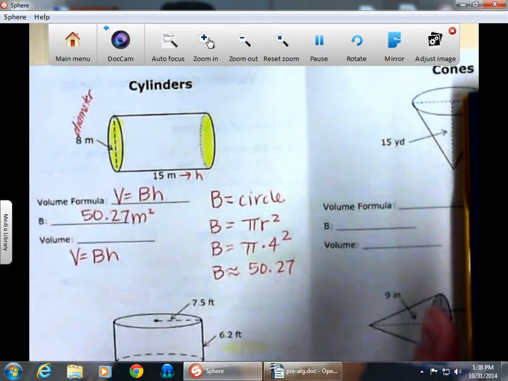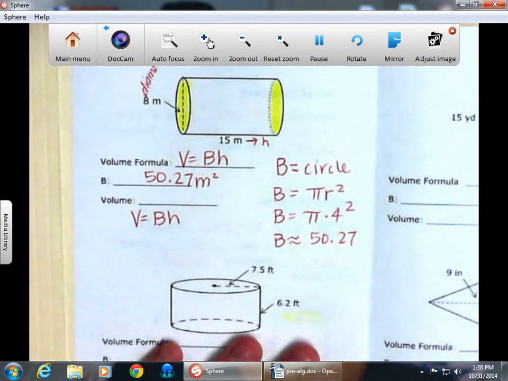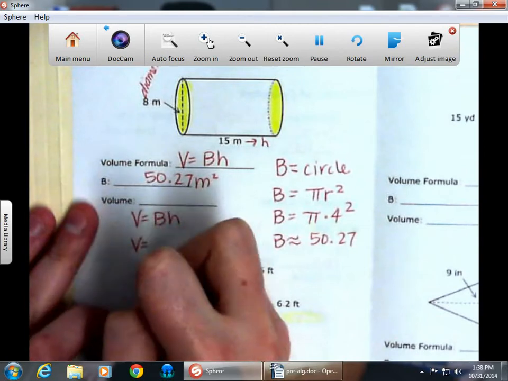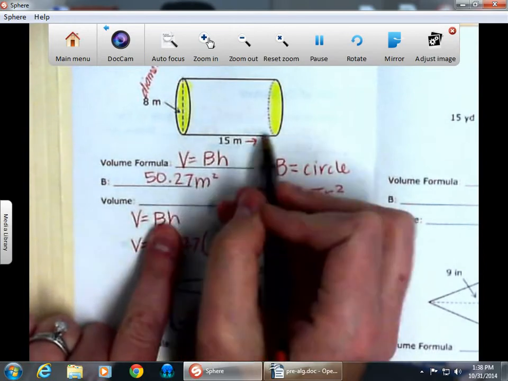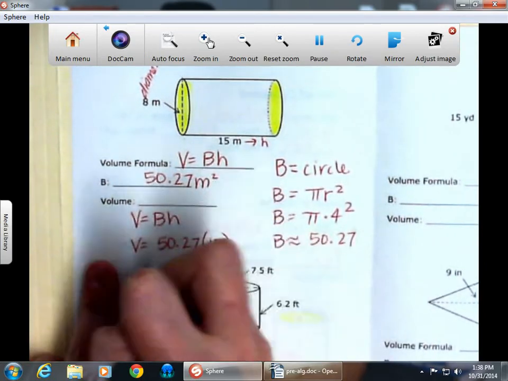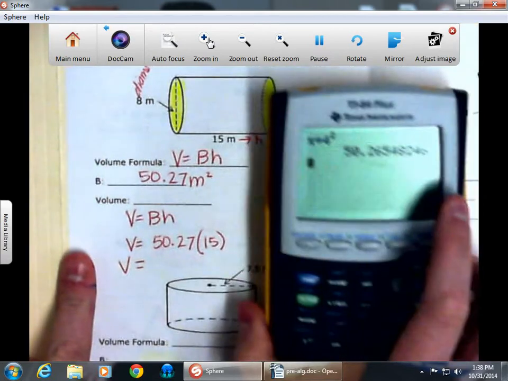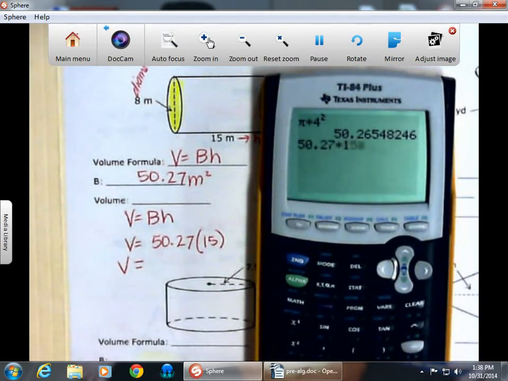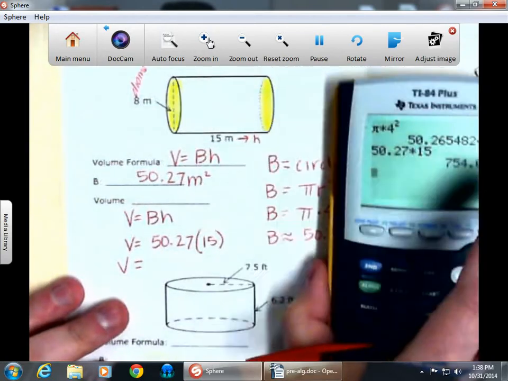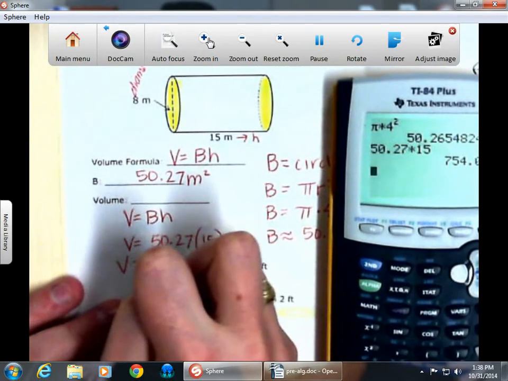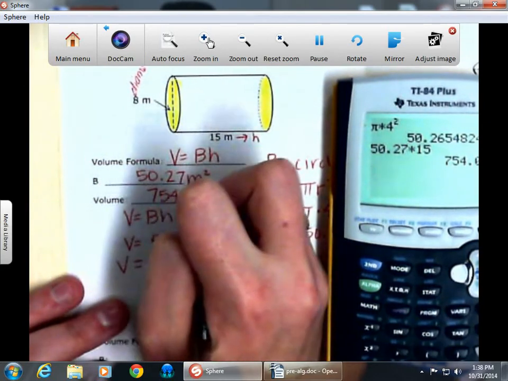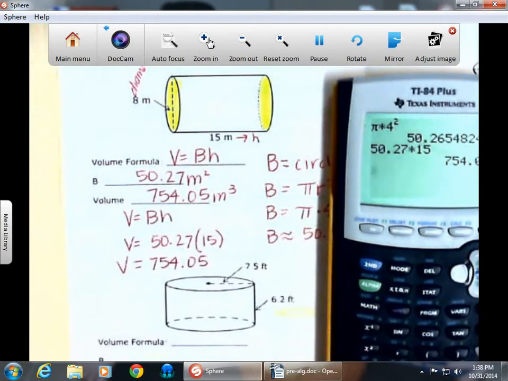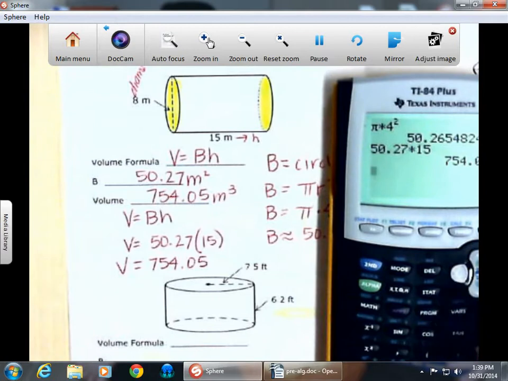Now that I have big B, I can find volume, so I'm going to write my formula. You need to write your formula every single time. And you're going to fill in what you know. You know big B is 50.27. You know your height of your figure from base to base is 15. So in my calculator, I do 50.27 times 15, and I get 754.05. So my volume, 754.05 meters cubed. You need to make sure you put your units, because I might think you're talking about zebras. This is not zebras, it's meters cubed.